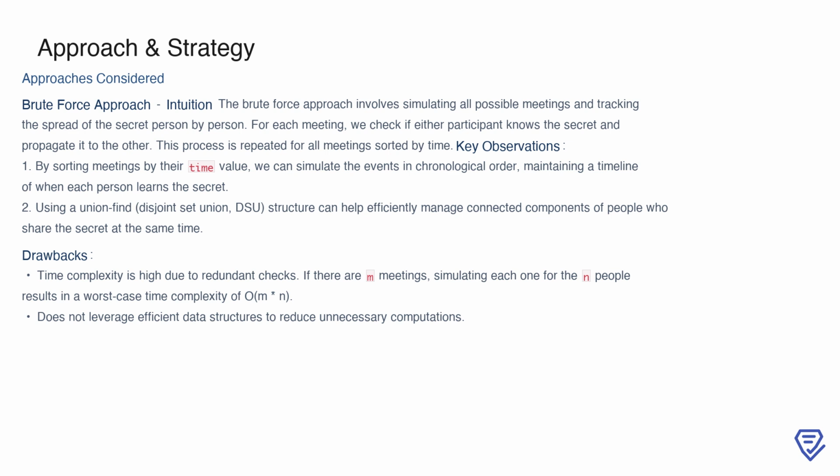However, the brute force approach has significant drawbacks. Its time complexity is high because it involves redundant checks. If there are m meetings and n people, processing each meeting for all individuals results in a worst-case complexity of m*n. Additionally, this approach does not fully utilize efficient data structures, leading to unnecessary computations and poor scalability.